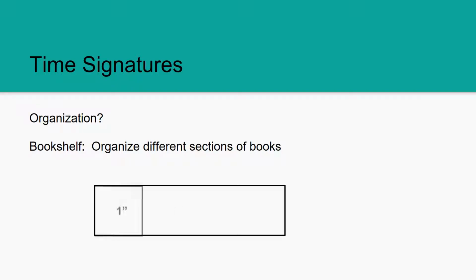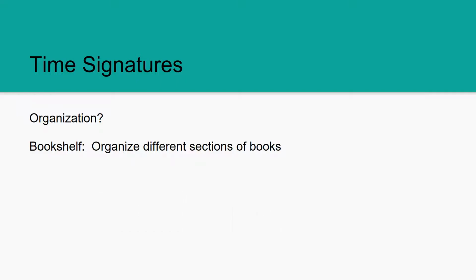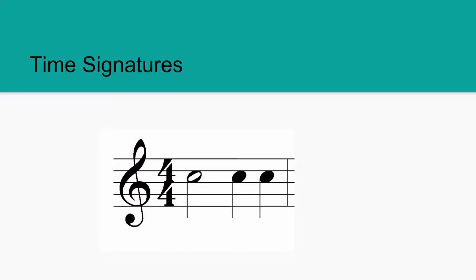If I wanted to, I could place a 1-inch book several times on this bookshelf, and I can fit 4 different 1-inch books on here. Or I could also put a 2-inch book, and then a 1-inch book, and a 1-inch book. Now, taking this length of a bookshelf, I want you to think of this now as a length of time. Now what we've got here is one measure of 4/4 time. And what that means is that every measure is going to have 4 quarter notes in it.